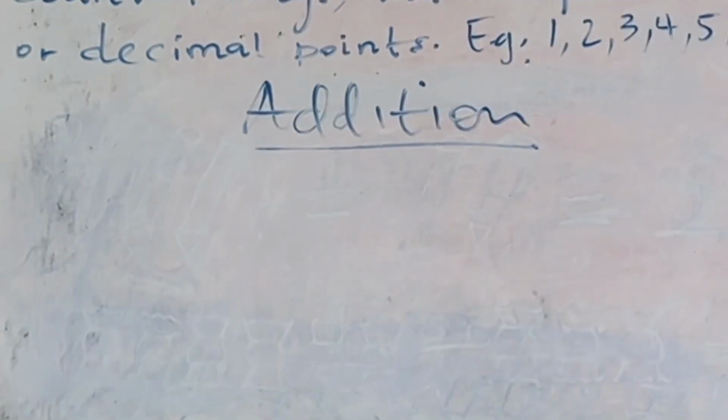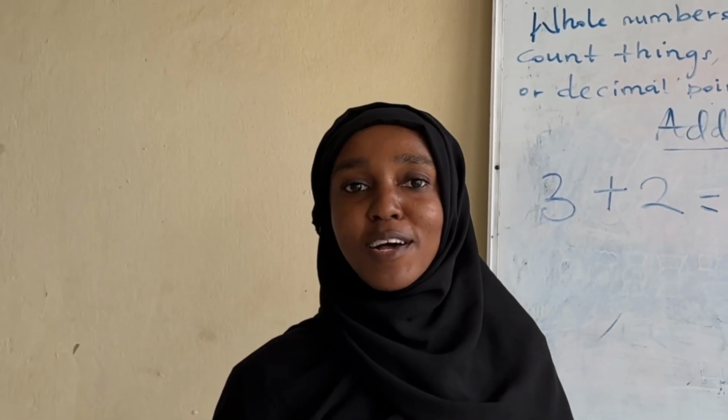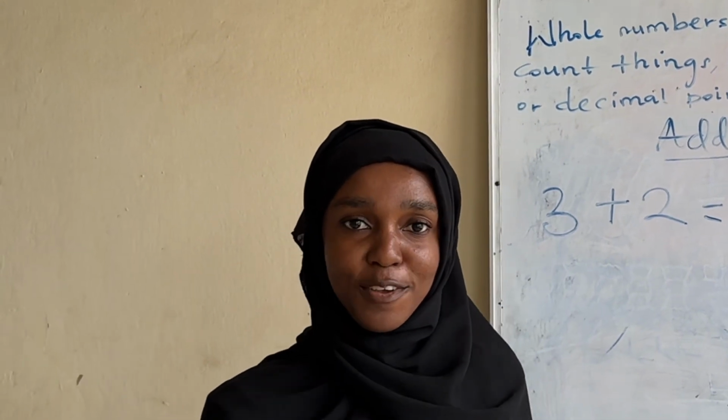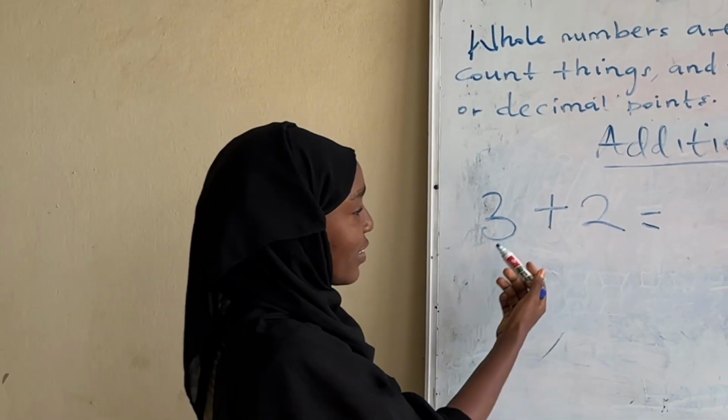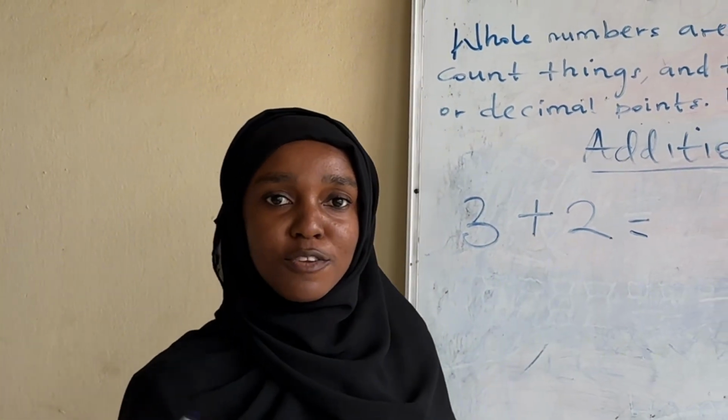So we'll be looking at addition of whole numbers. Addition is about adding numbers to get a total number of things. Are you ready? Now let's count. This is an example of addition. 3 plus 2 to get a total number of things.